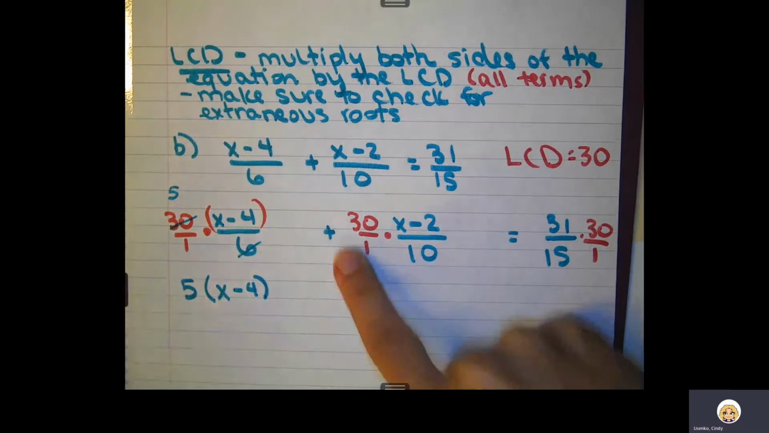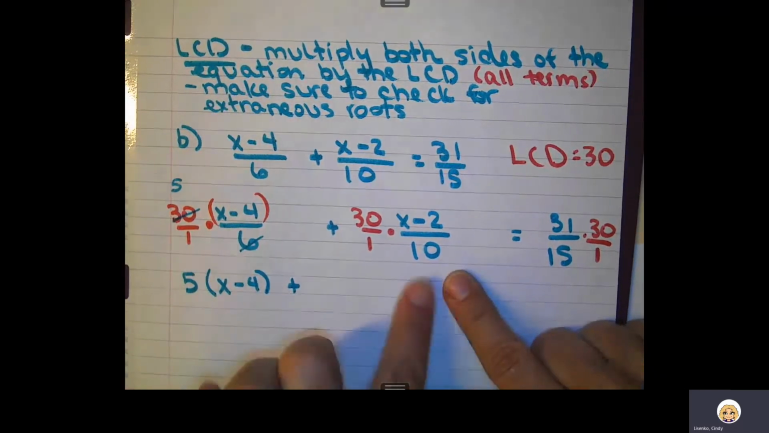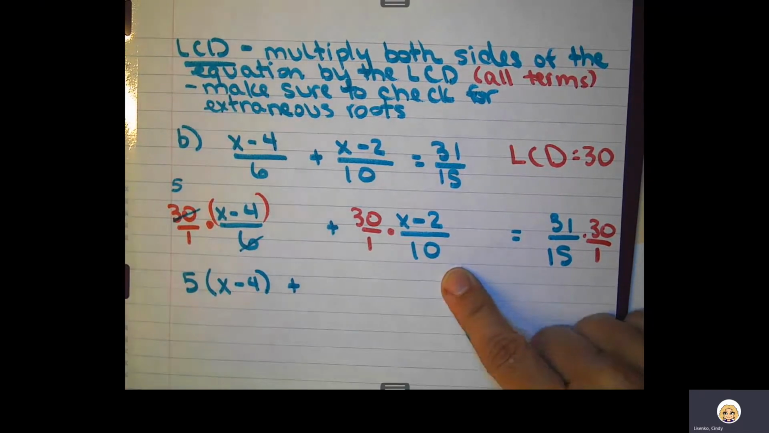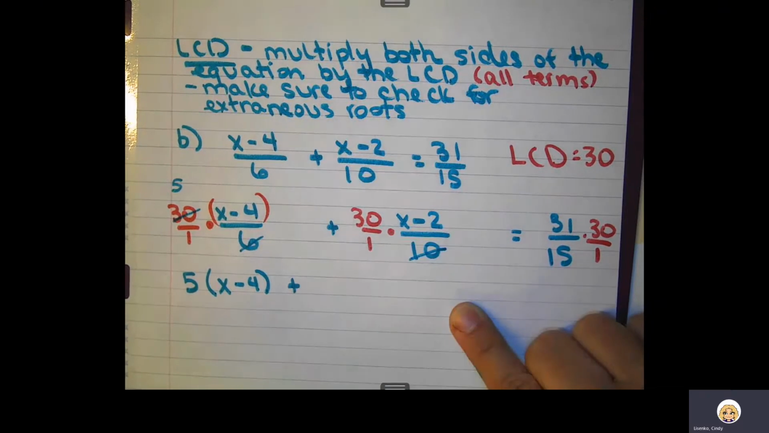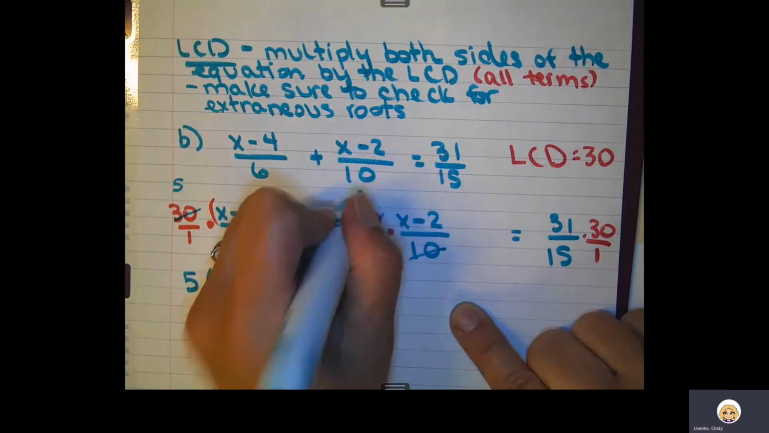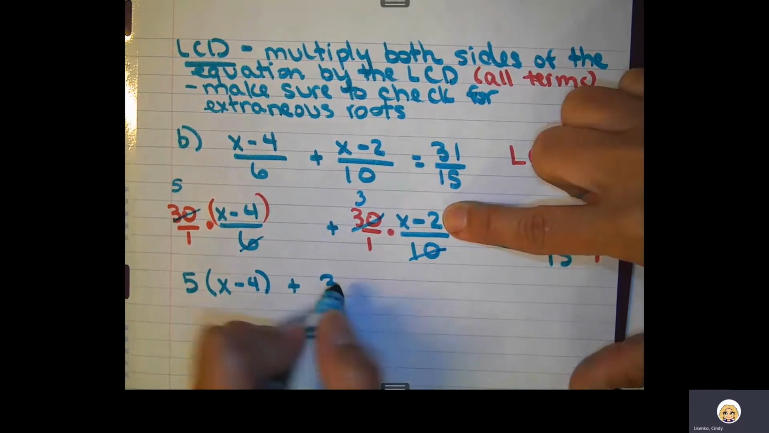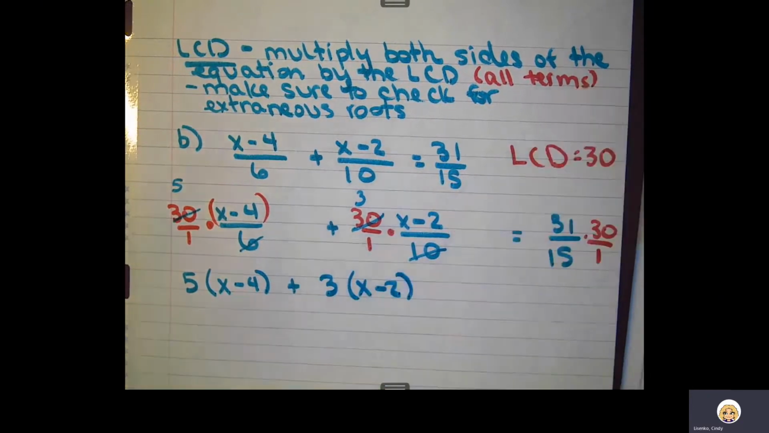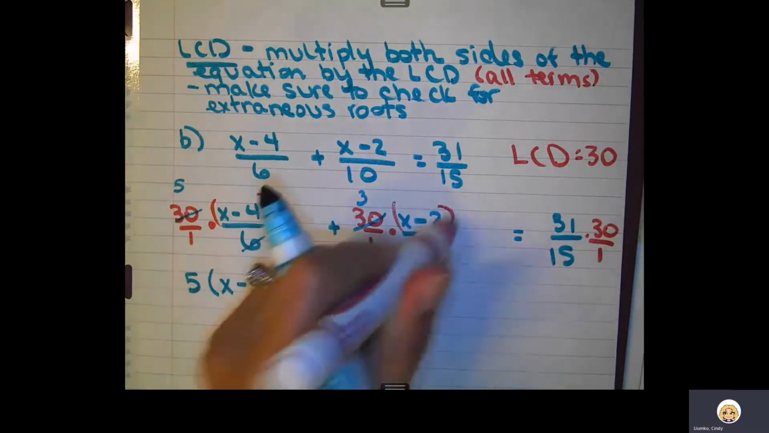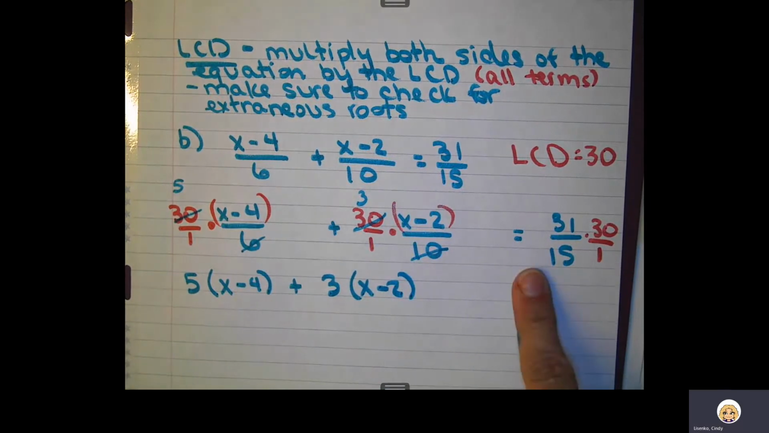Now I'll go over here. I'm going to bring down my plus sign. How many times does 10 go into 30? 3 times. So I get to cross off the 10, and I'm going to change the 30 to a 3. That means I'm going to multiply 3 by x minus 2, and notice I put it in parentheses. Now I move over here.